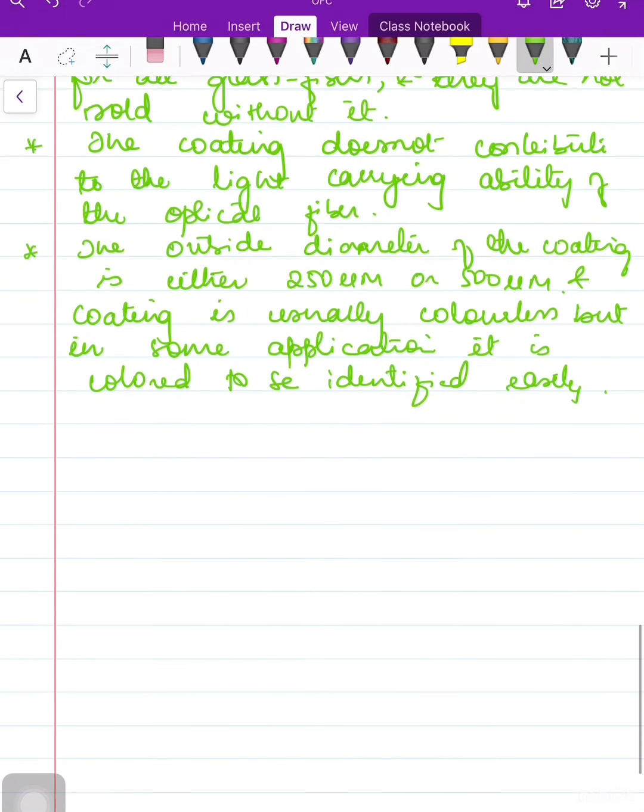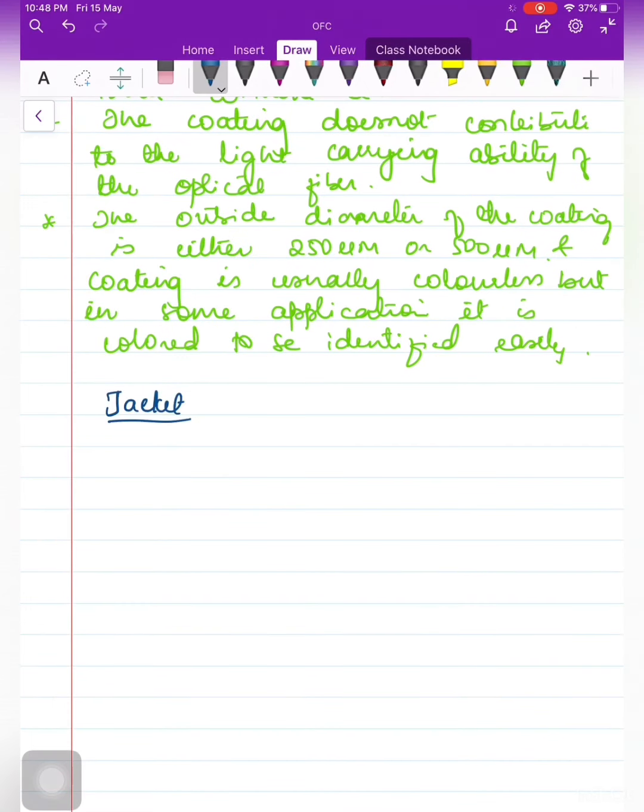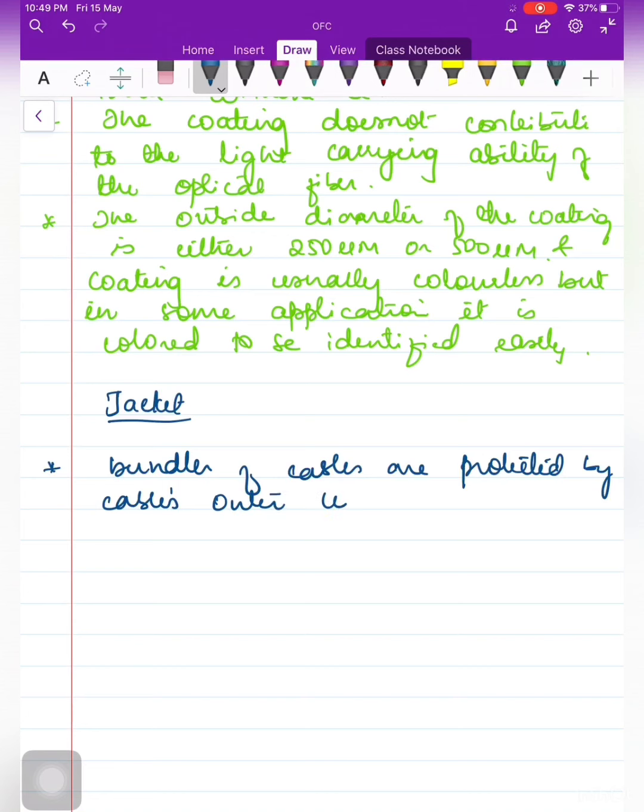So the one last component was the jacket, correct? So let's see about that. A jacket is nothing but, when you have bundles of cables, the bundles of cables are protected by the cable's outer covering, which we call the jacket. Clear?